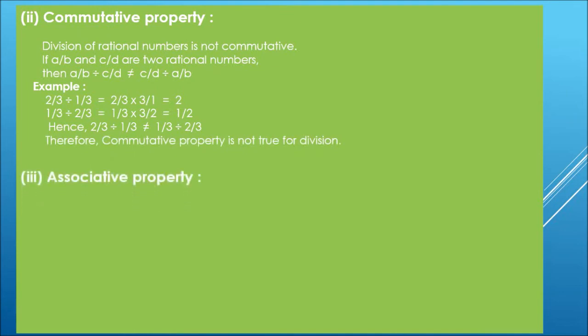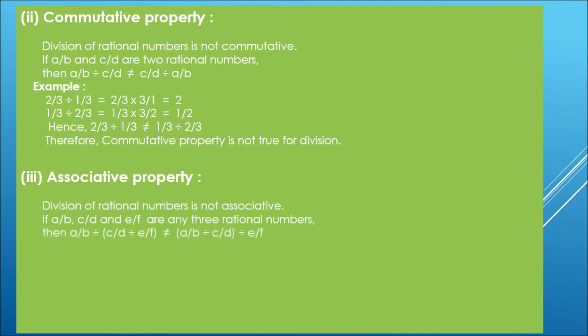Third one, associative property. Division of rational numbers is not associative. If we have three rational numbers, a upon b, c upon d, and e upon f, then a upon b divided by c upon d divided by e upon f not equal to a upon b divided by c upon d the whole divided by e upon f.